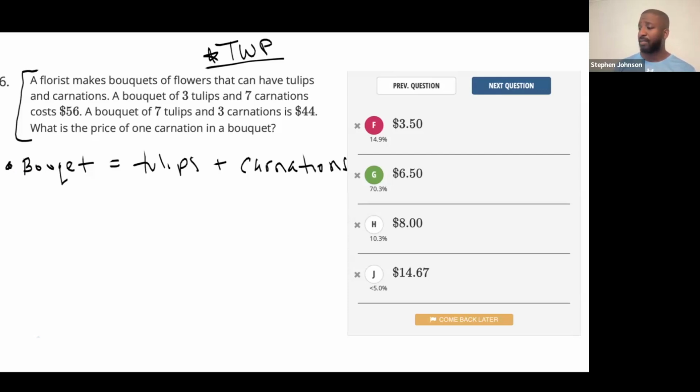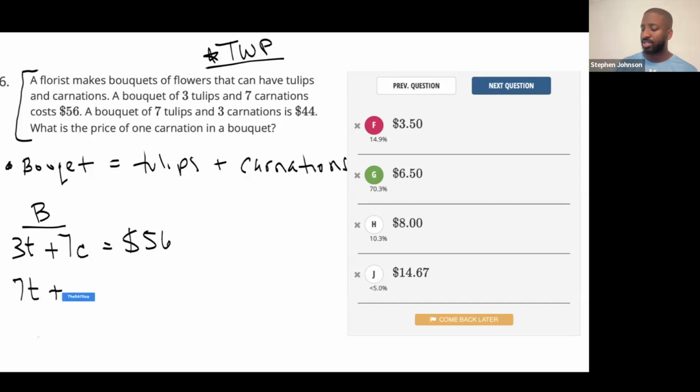Sentence 2, a bouquet of 3 tulips, right? So I'll say B for bouquet. We're going to say 3T, T for tulips, and 7 carnations. So 7C for carnations, and math-wise "and" just means plus. So 3T plus 7C costs $56. So 3T, 3 tulips, plus 7C, 7 carnations, is equal to $56. There's my translation for the second sentence. Keep reading. A bouquet of 7 tulips and 3 carnations. So now we have 7T plus 3C is equal to $44.